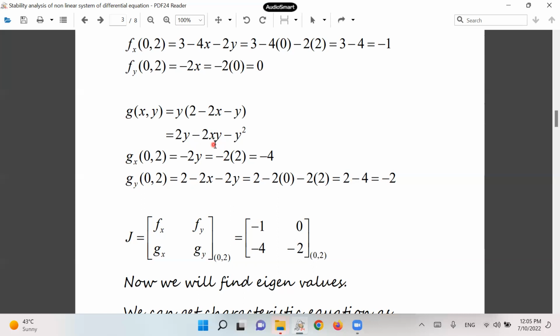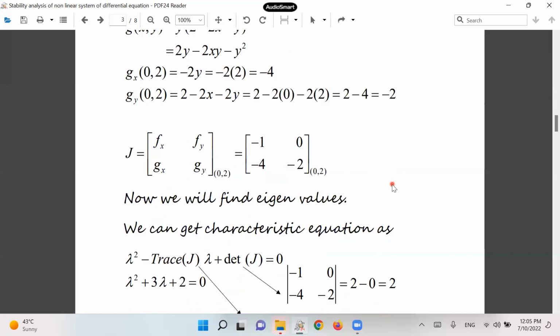And the derivative of this second term, with respect to y we will take x as a constant. So y with respect to y becomes minus 2x, and the derivative of y square with respect to y becomes minus 2y. After that, just substitute the value x is 0 and y is equal to 2. So this term becomes 0, this becomes 2, and y is 2. So 2 into 2 becomes 4. So 2 minus 4 will be minus 2.